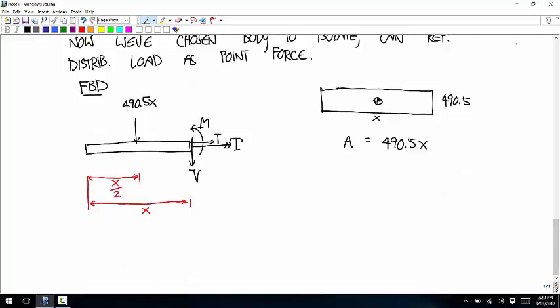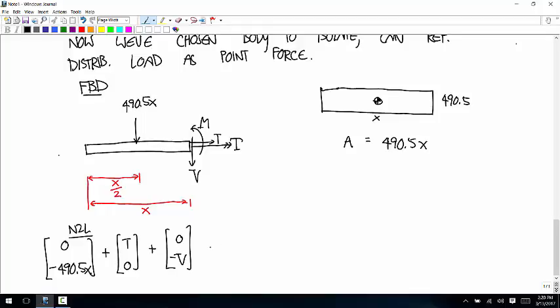And now we can write Newton's second law. A downward force of 490.5x, as a vector that's 0, negative 490.5x, plus T, 0, plus 0, negative V, is equal to zeros. And so that says that the internal tension is 0. The internal shear force, V, is negative 490.5x.